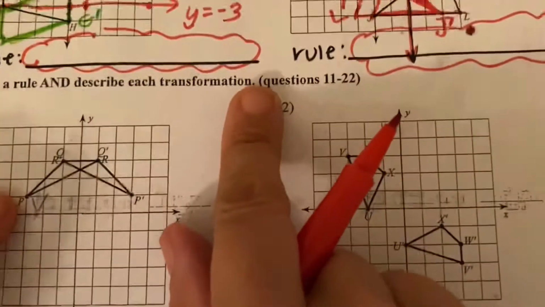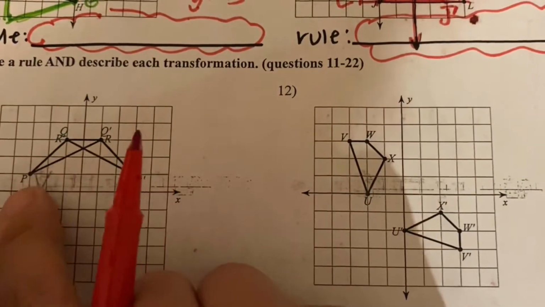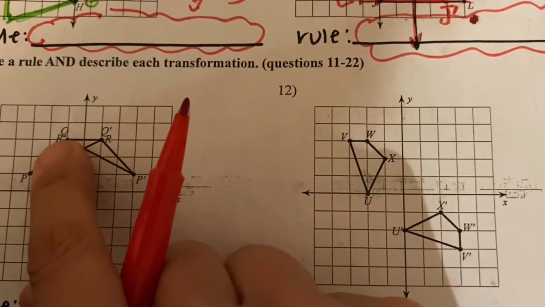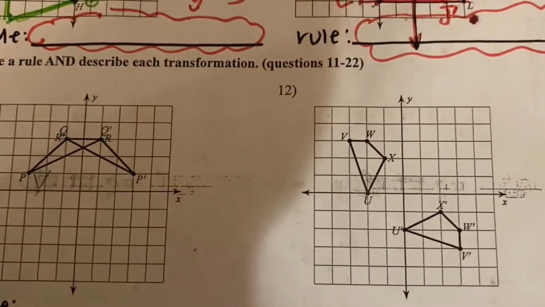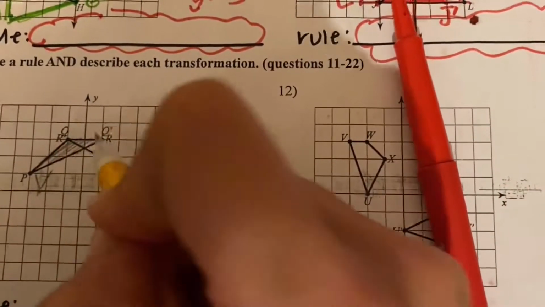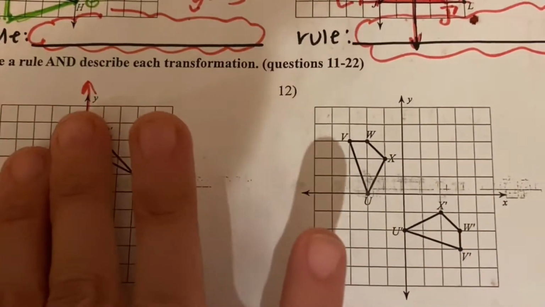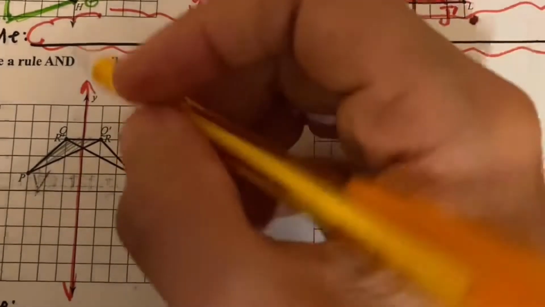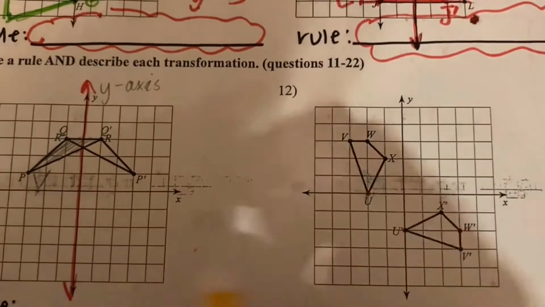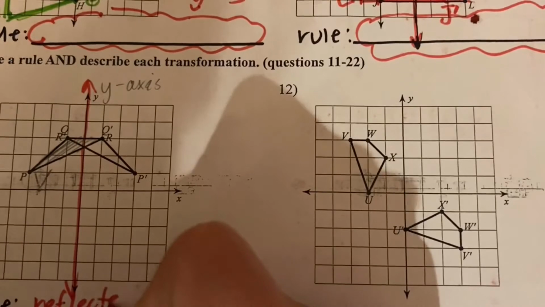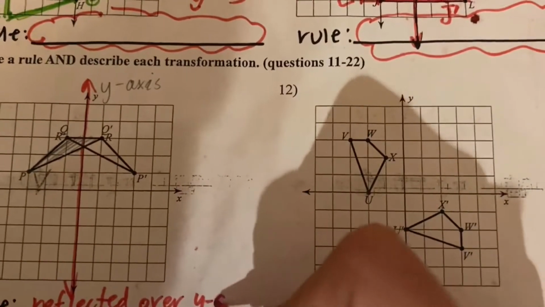It says, write the rule and describe the transformation. So it looks like the original coordinate, P, R, Q. This is my original one, so I'm going to shade him in pencil. He's my original one. It looks like he reflected over this line. Doesn't it? It looks like he just went flip, then there he is. So what this line is called is the y-axis. So it looks like the rule would be, it was reflected over the y-axis.